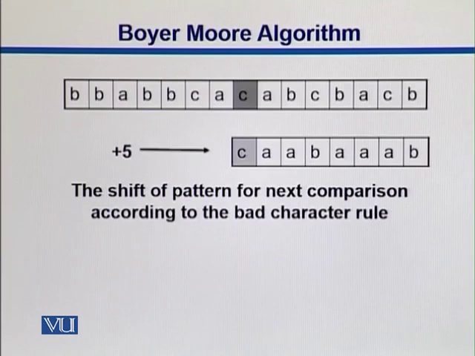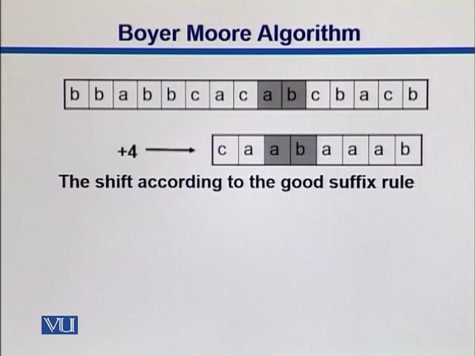It works out how many shifts are needed so that these two characters correspond. So it shifts the pattern for the next comparison according to the bad character rule here. It will shift by 5 more characters, so in that way we can align that bad character with the pattern. If it does not exist in the pattern, it will move even beyond that.